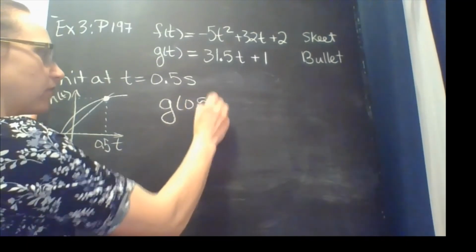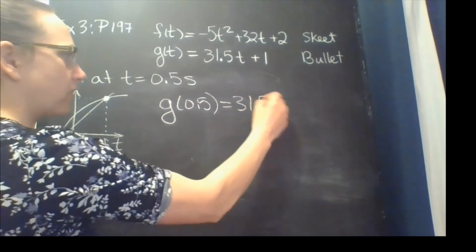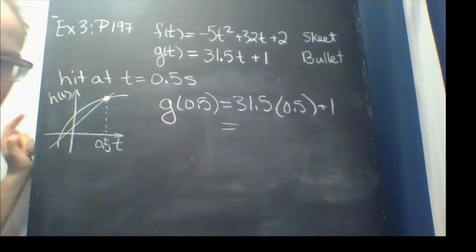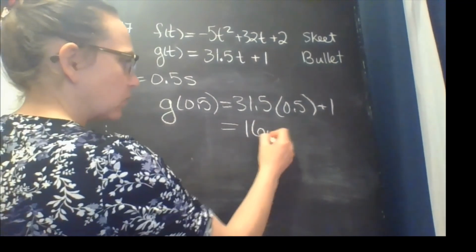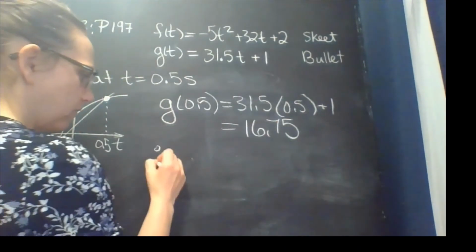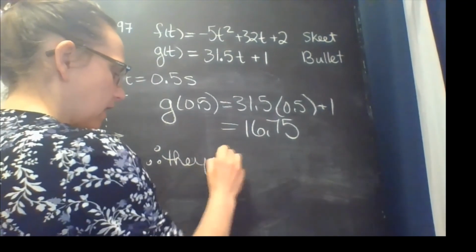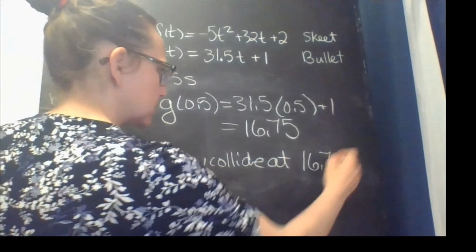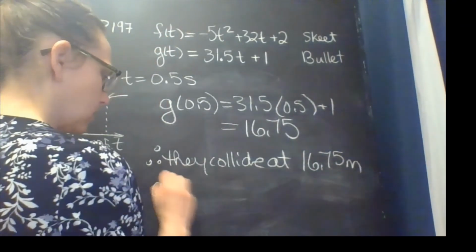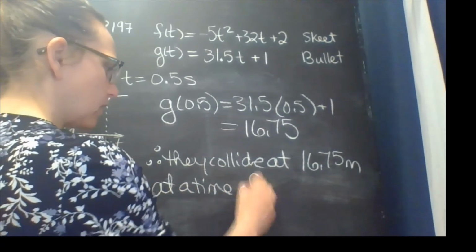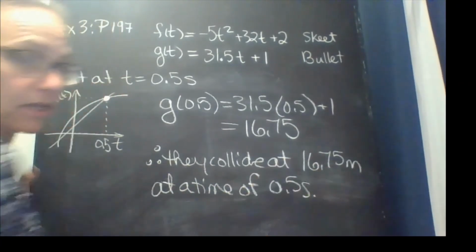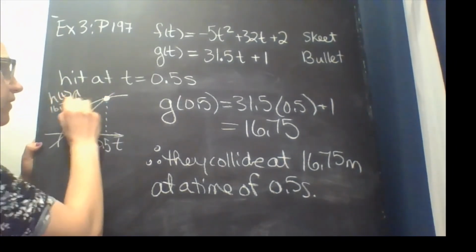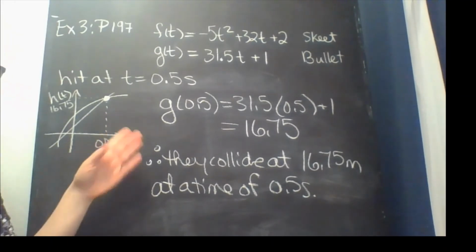G at 0.5 equals 31.5 times 0.5 plus 1. On the calculator, you end up with 16.75. Therefore, they collide at 16.75 meters at a time of 0.5 seconds. So there we go. We now know that our height is 16.75 meters, and time is 0.5. That's when they collide. There's my question.